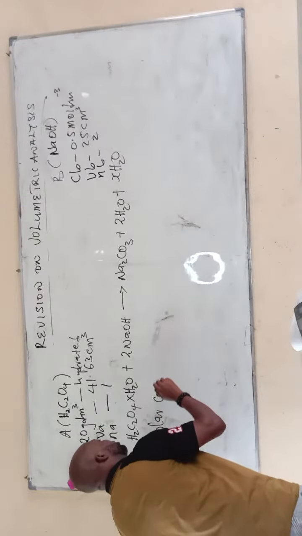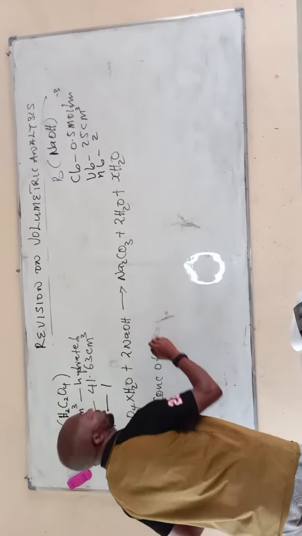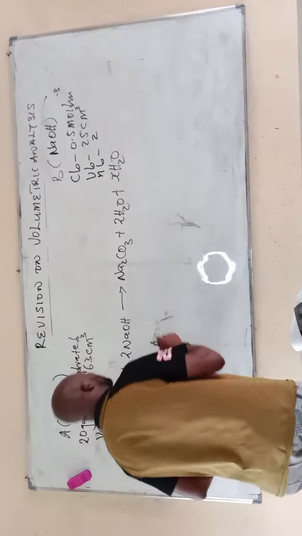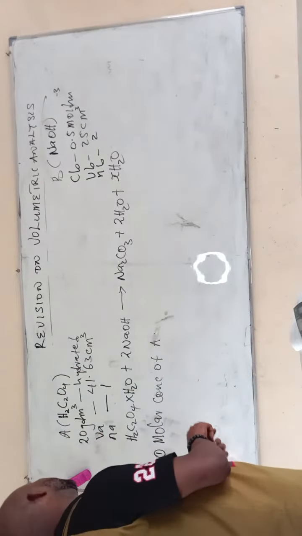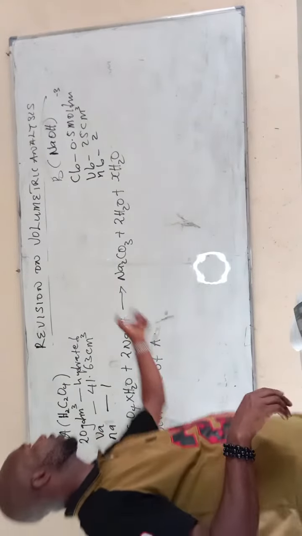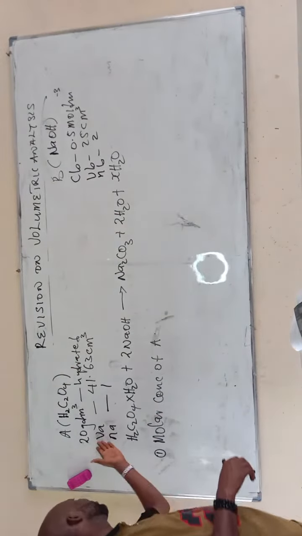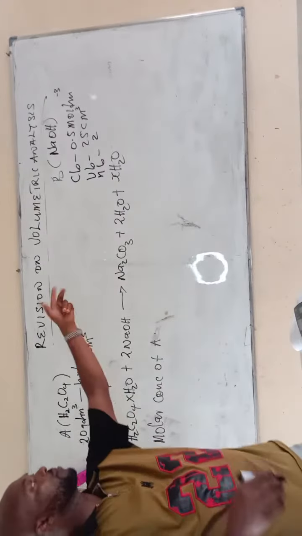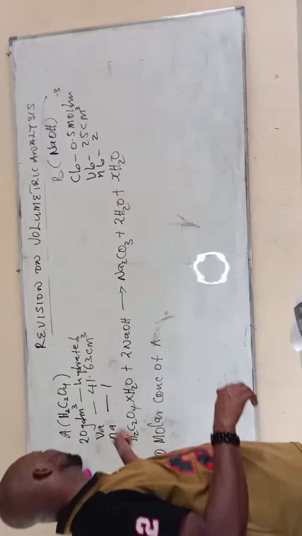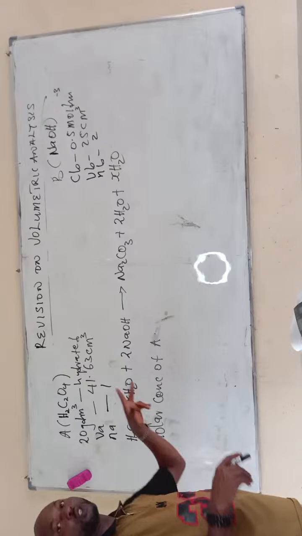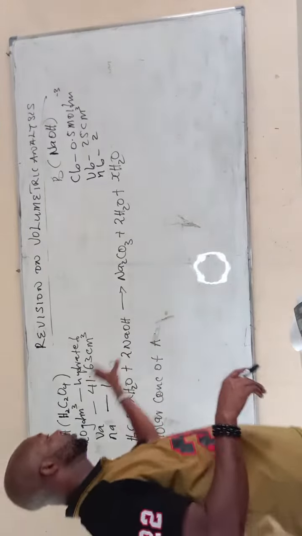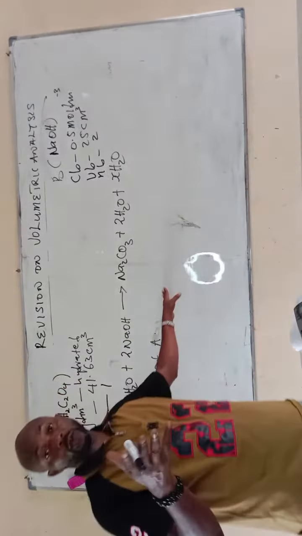Molar concentration of A. For us to do that, which formula are we going to use? Because we already have the concentration of the base, all the variables are given: volume of the acid, number of moles of the acid, and the same the other way. The only thing missing is the CA, which means if we use the CAVA formula, it will be the most appropriate formula for us to get what we're looking for.